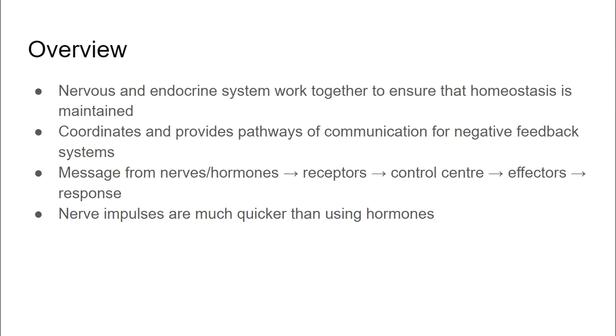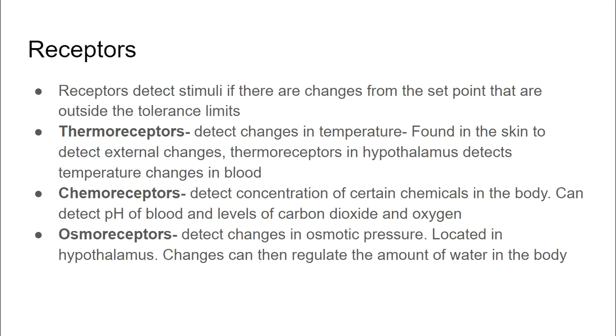So, an overview of our video: the nervous and endocrine systems work together to ensure that homeostasis is maintained. They help to coordinate and provide pathways of communication. Our messages usually travel from our nerves or our hormones to a receptor, to the control center, then back to the effectors for a response, and then we see our levels return to normal. Nerve impulses are much quicker, though, than using hormones in some cases.